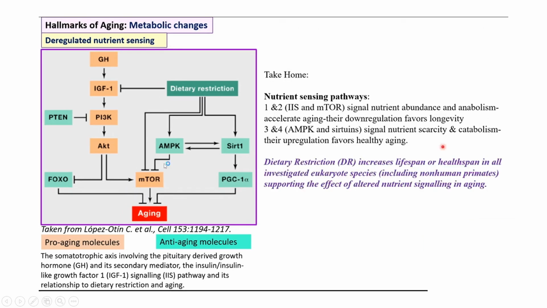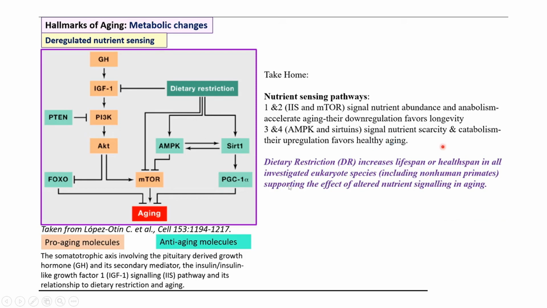So in summary, IIS and mTOR signal nutrient abundance and anabolism. It will accelerate the aging process, while down regulation favors longevity. So if you down regulate this mTOR pathway, then you can repress the aging process. It will favor longevity. While AMPK and sirtuins, their up regulation promotes healthy aging.